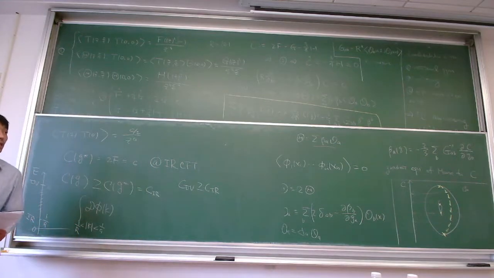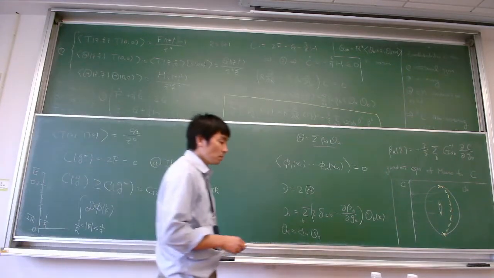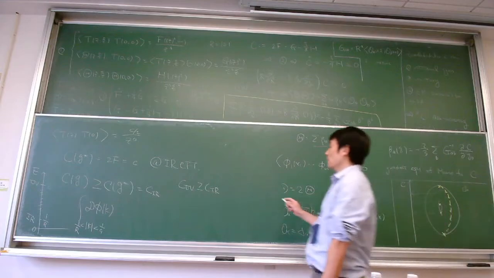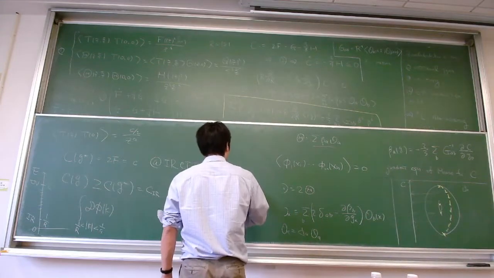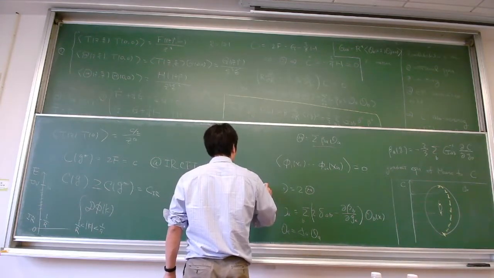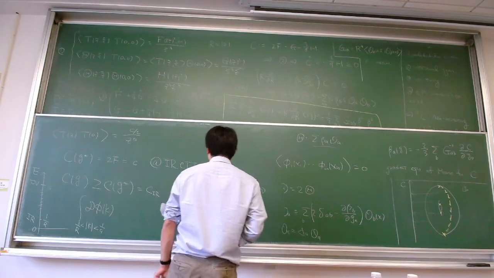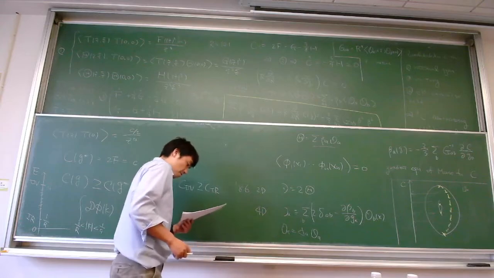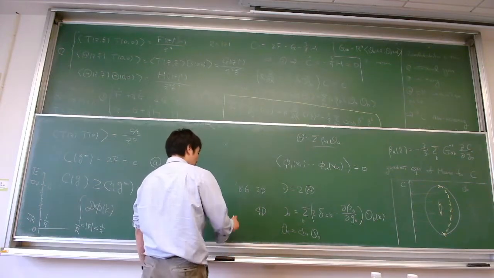So this is a very important theorem by Zamolodchikov in 86. This is the 86 result by Zamolodchikov in 2D. And in 4D, this actually is the same thing. You can see the 2011 result.